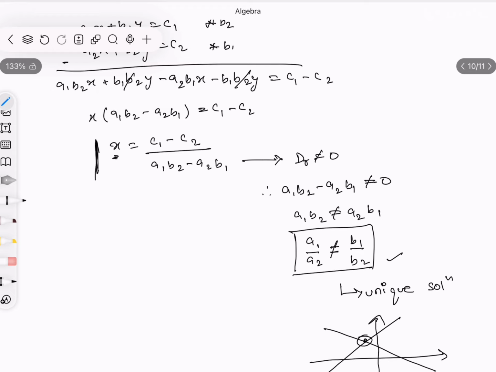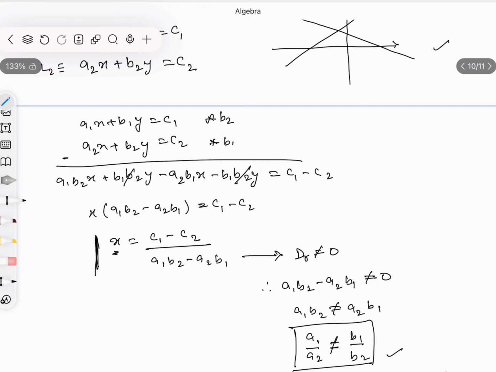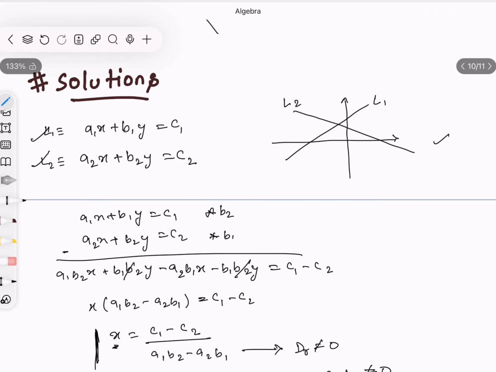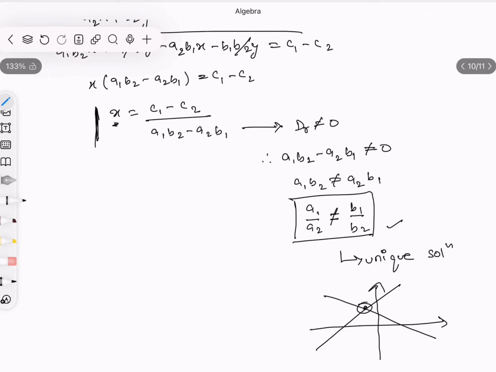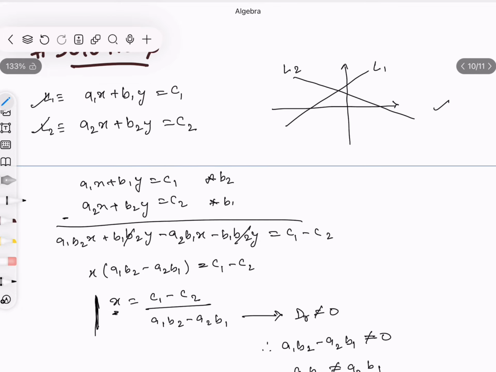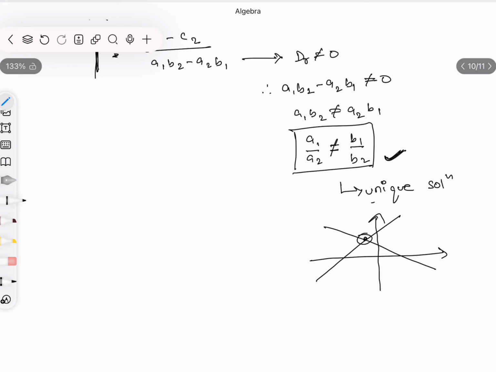So when this holds true for the given two equations, that is line 1, a1x plus b1y equals c1, and line 2, a2x plus b2y equals c2, then it has a unique solution. In the options you will be asked: does it have a unique solution, no solution, or infinite solutions? If this holds true for the two equations, then it is going to be a unique solution.